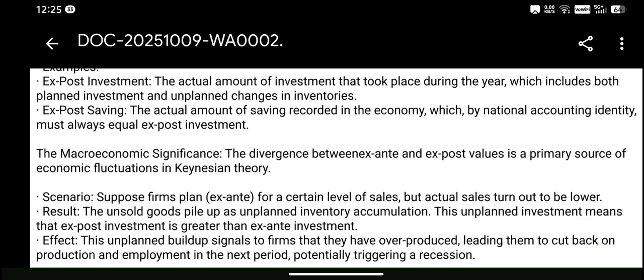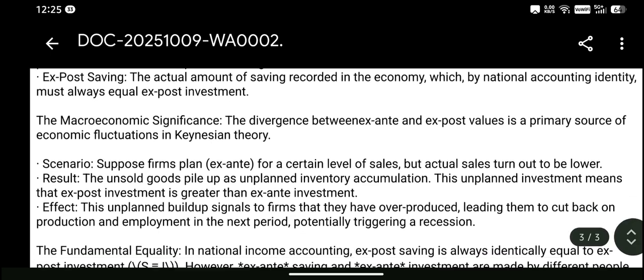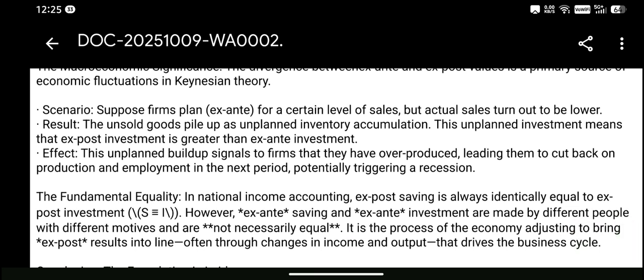The macroeconomic significance: the divergence between ex ante and ex post values is a primary source of economic fluctuations in Keynesian theory. Scenario: suppose firms plan ex ante for a certain level of sales, but actual sales turn out to be lower. Result: the unsold goods pile up as unplanned inventory accumulation. This unplanned investment means that ex post investment is greater than ex ante investment. Effect: this unplanned build-up signals to firms that they have overproduced, leading them to cut back on production and employment in the next period, potentially triggering a recession.